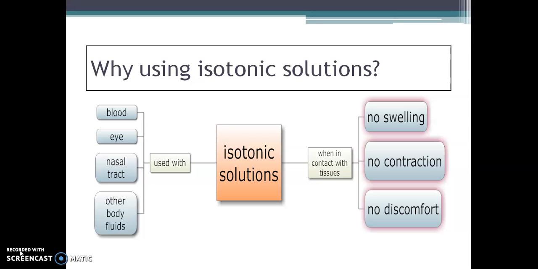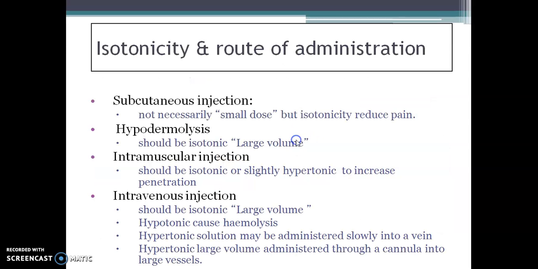Now, why are we using the isotonic solution? When an isotonic solution is in contact with tissue, there is no swelling, no contraction and no discomfort in the body. That's why isotonic solution is used with blood, eyes, nasal tract and other body fluids. Now next is isotonicity and route of administration.